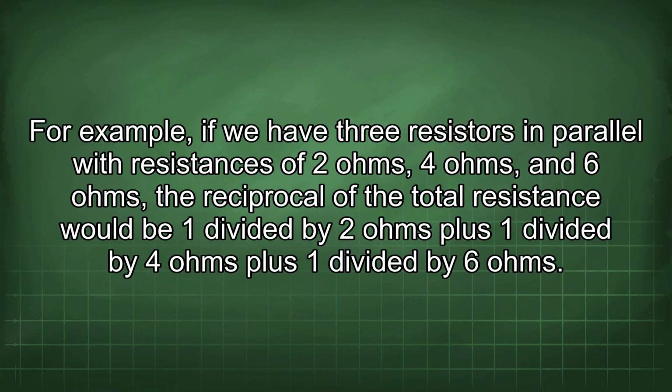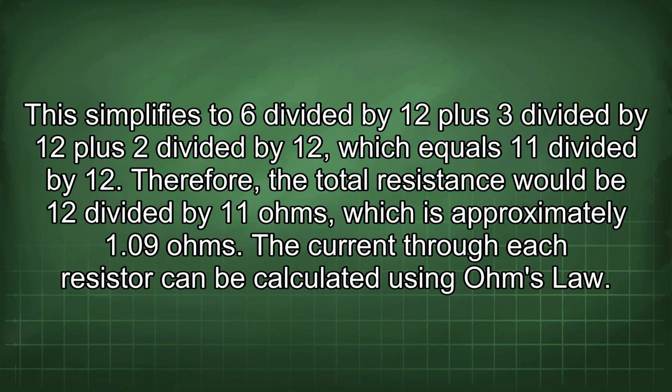For example, if we have 3 resistors in parallel with resistances of 2 ohms, 4 ohms, and 6 ohms, the reciprocal of the total resistance would be 1/2 ohms plus 1/4 ohms plus 1/6 ohms. This simplifies to 6/12 plus 3/12 plus 2/12, which equals 11/12.